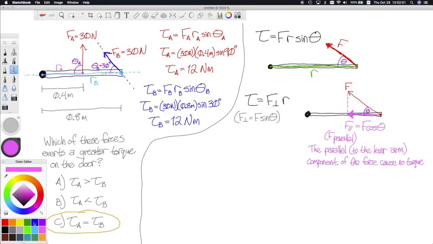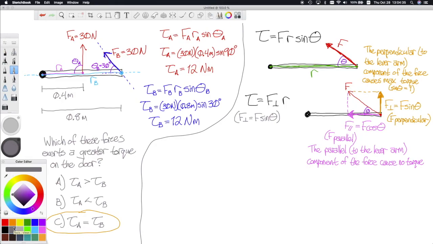On the other hand, we also have another component to this force here that I will draw in orange. And that would be what's called F perpendicular, the component of the force that is perpendicular to the lever arm. And this is our F sine theta that shows up in that equation. So if we thought of just that component of the force, it would have a theta of 90 degrees, which would mean sine of theta is 1.